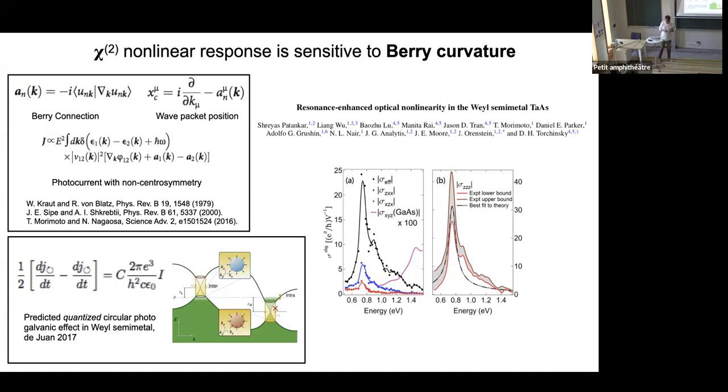Another thing that you'll see later today is an exceptional response of cuprates in terms of their nonlinearity. Perhaps unsurprisingly, a lot of the materials that we find interesting in condensed matter physics also have exceptional properties that may be interesting for applications as well. Okay, so this is an example.